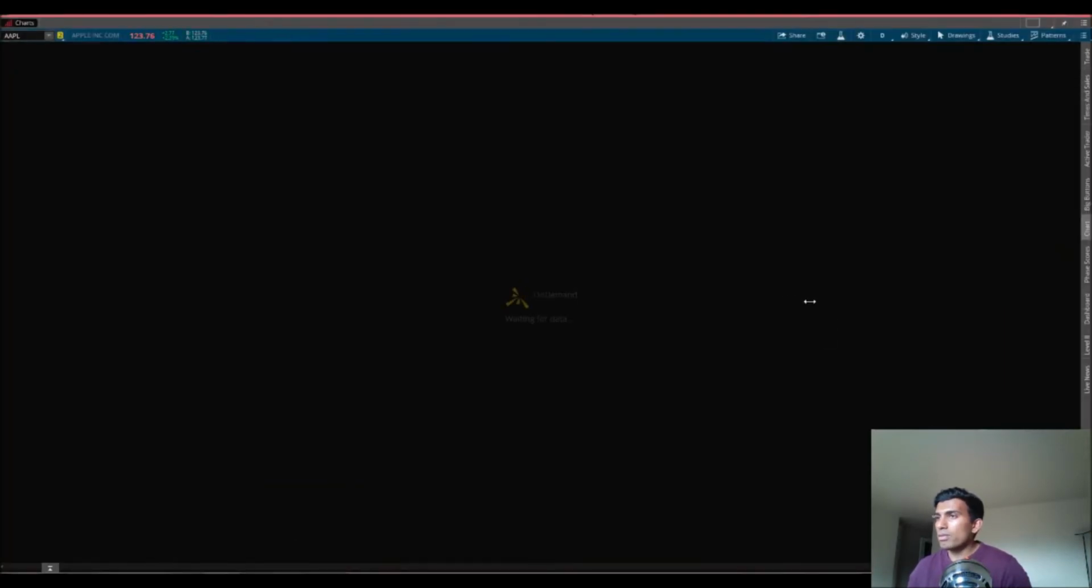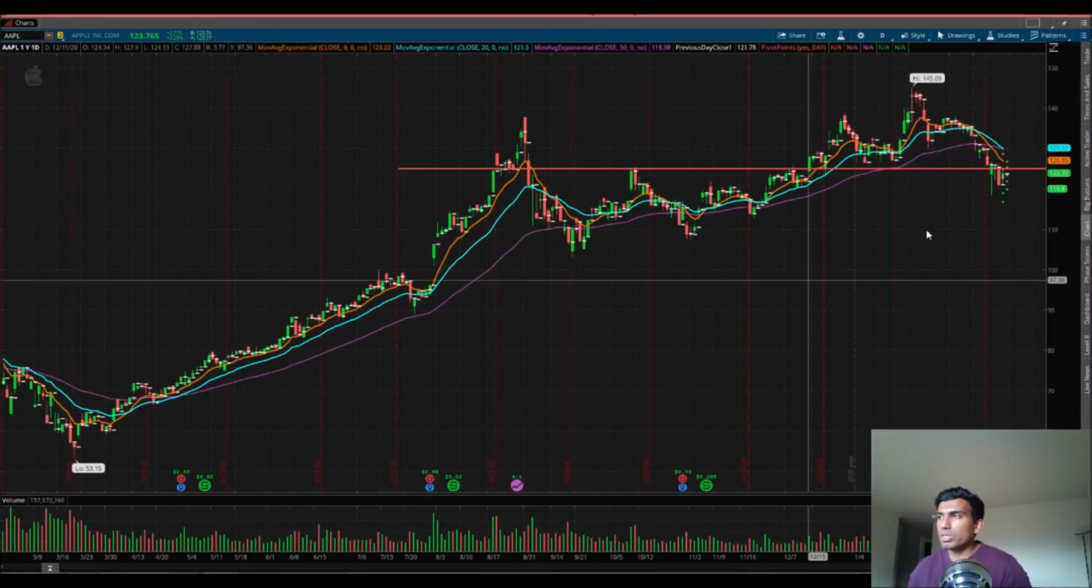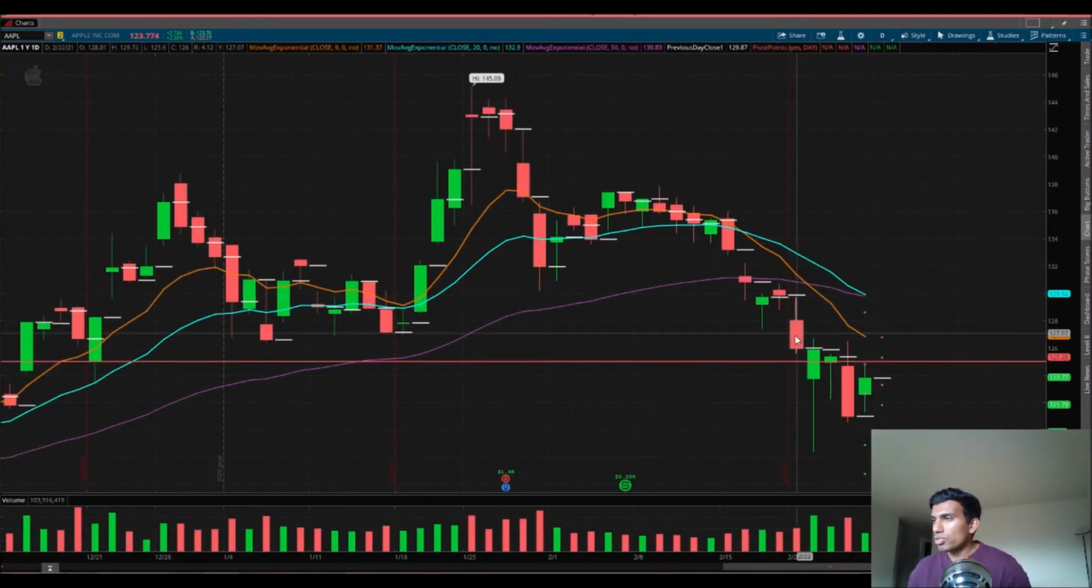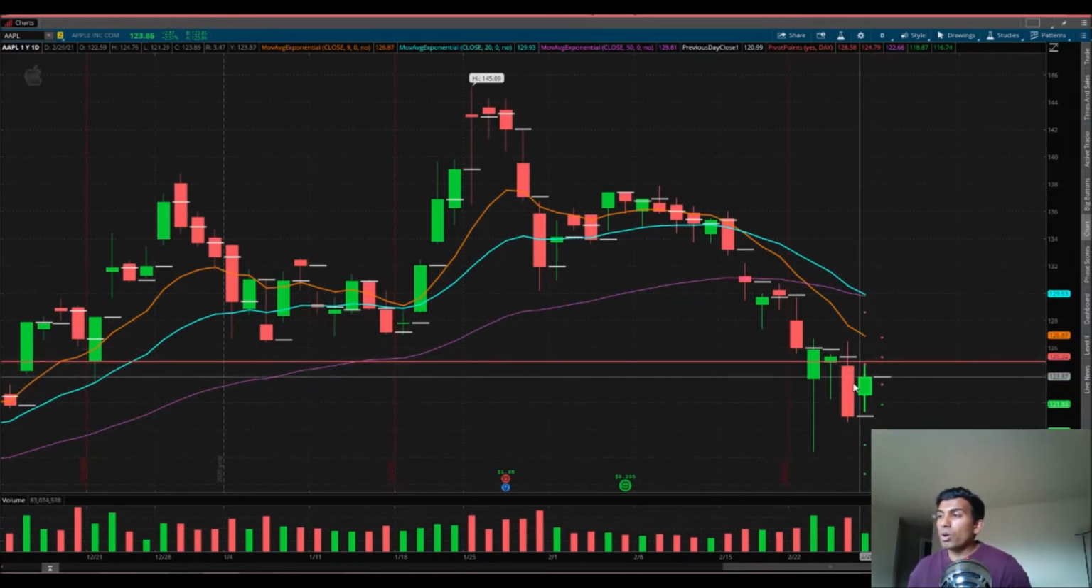But now if we look at the chart for Apple, we'll see where the price currently is. On this Monday, I sold a cash secured put right here, and on the following Friday, you can see that the price is currently around $123.84. So in this example, I'm going to roll my position so I don't end up getting assigned 100 shares of Apple.